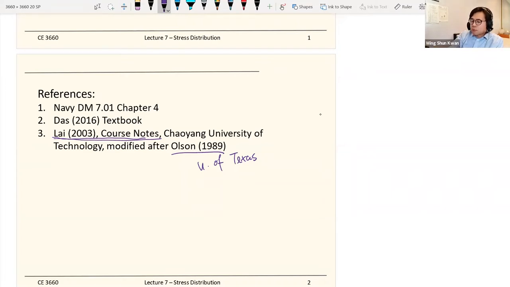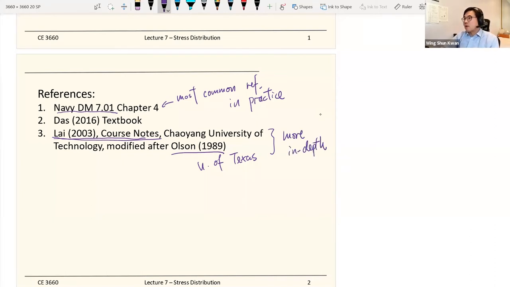In practice, the most common reference is the Navy Design Manual 7.01. This is the most common reference in practice. And the other one is more in-depth. If you want to understand all the math behind it, go ahead and read the reference from UT Austin, the University of Texas.